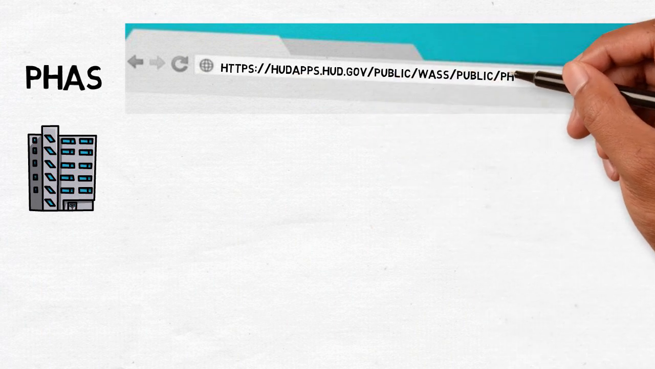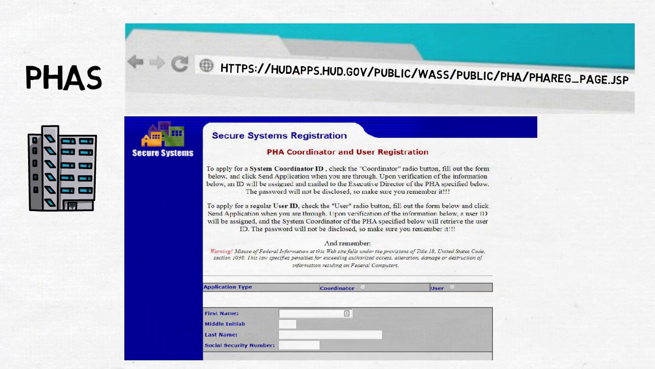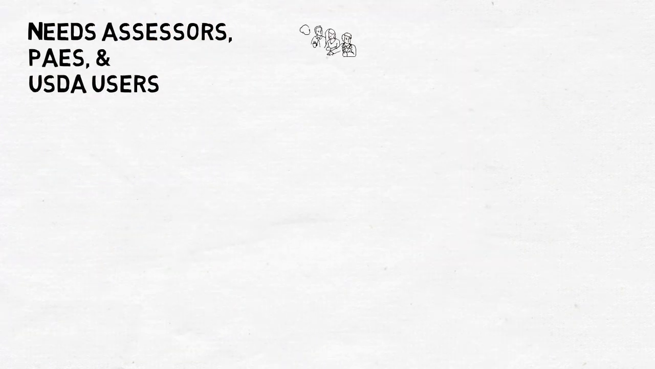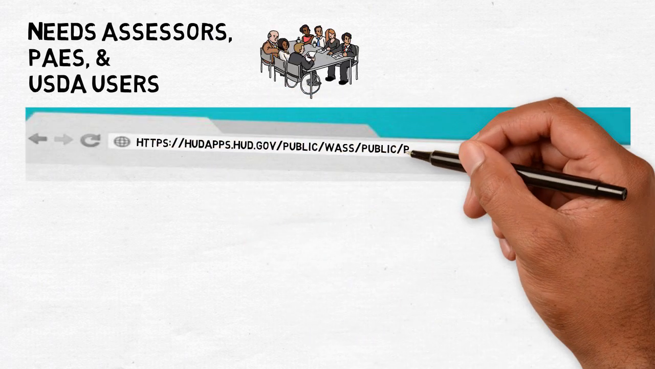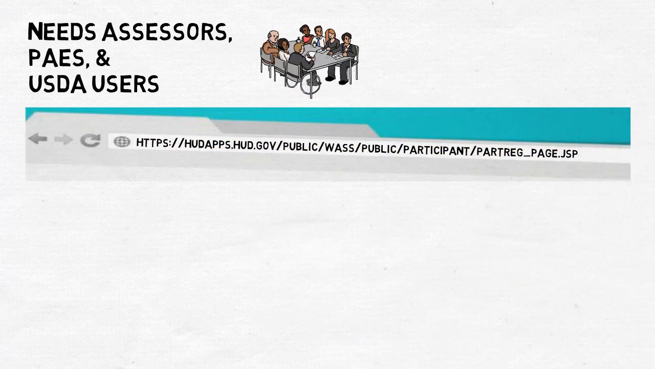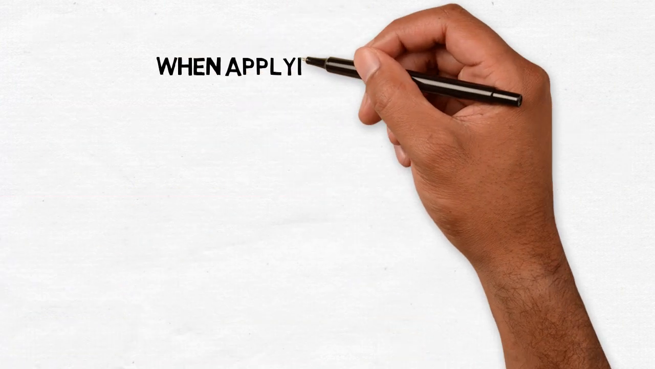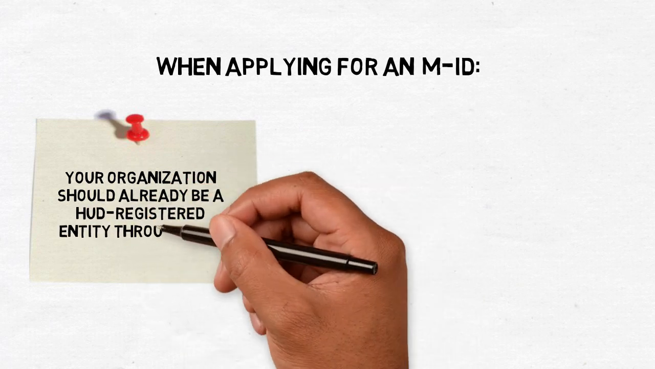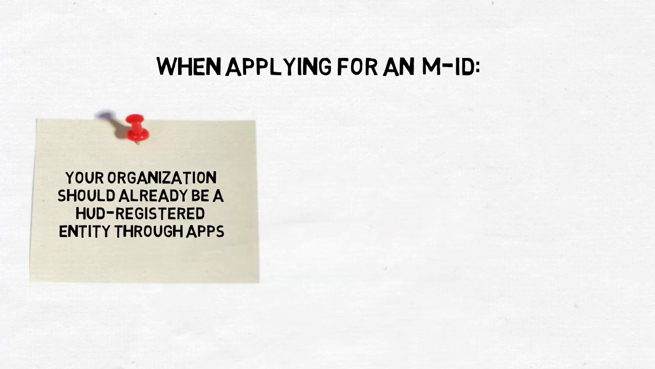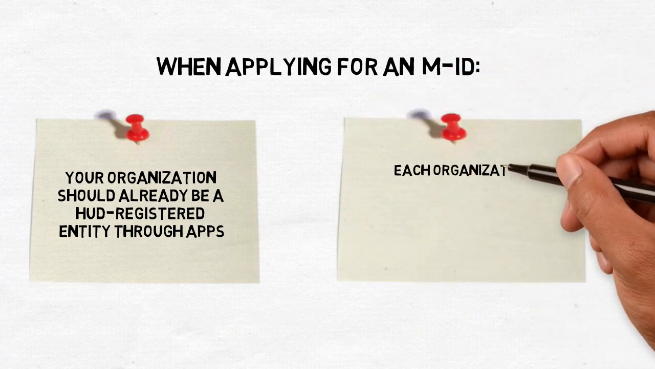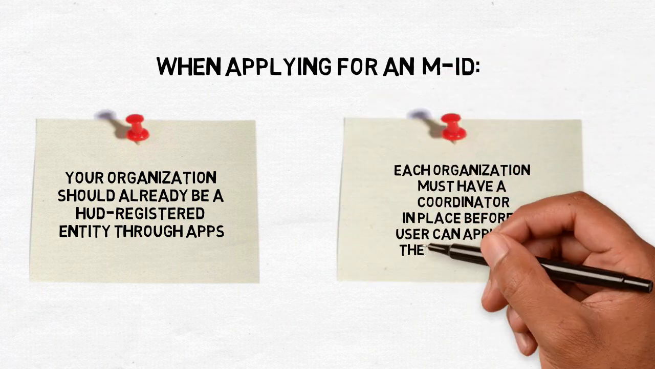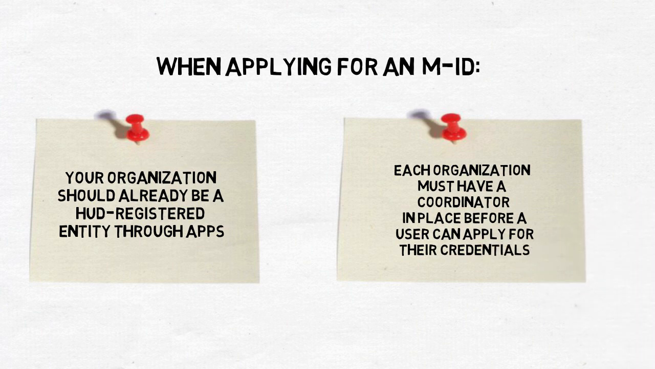PHAs should request an MID through the WAS portal at the URL as shown on the screen. Needs assessors, PAEs, and USDA users should request an MID through the WAS portal at the URL as shown on the screen. If you are applying for an MID, your organization should already be a HUD registered entity through HUD's Active Partners Performance System, known as APPS. Each organization must also have a coordinator in place before a user can apply for their credentials.